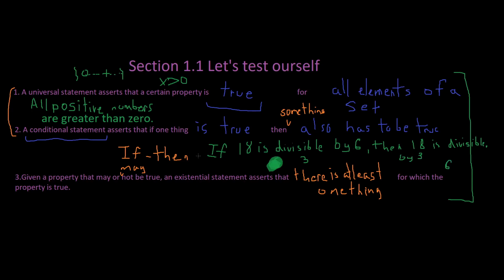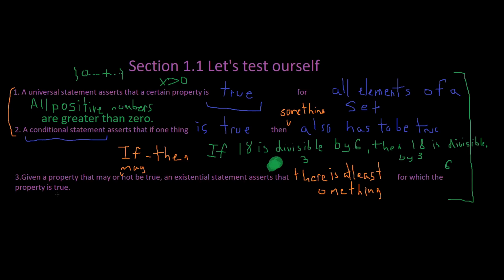And so this is an example, let's define it with our definition. It says a conditional statement asserts that if one thing is true, which says our first part is true, 18 is divisible by 6, then some other thing also has to be true, which says 18 is divisible by 3, which gives us the answer of 6.